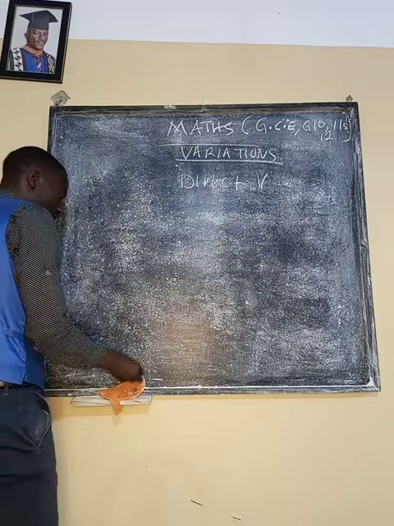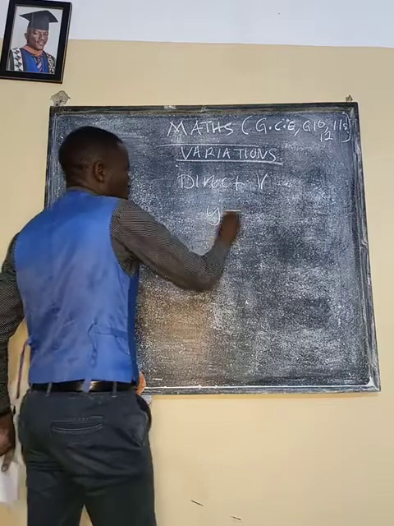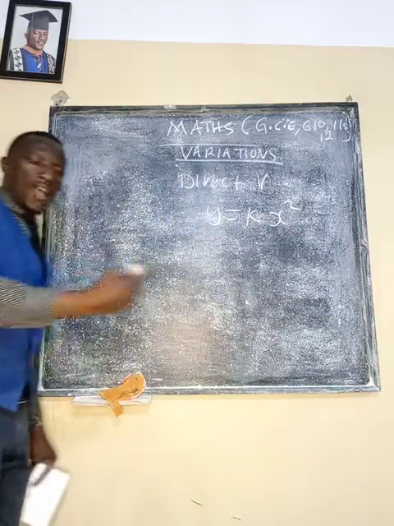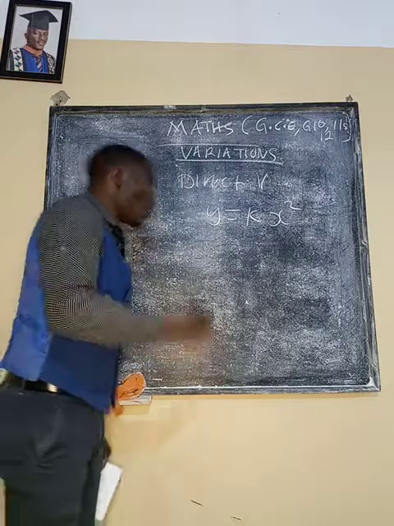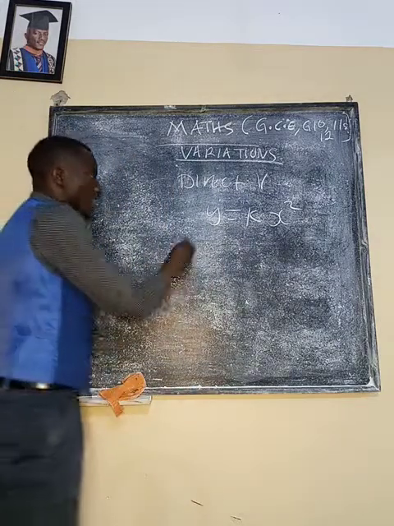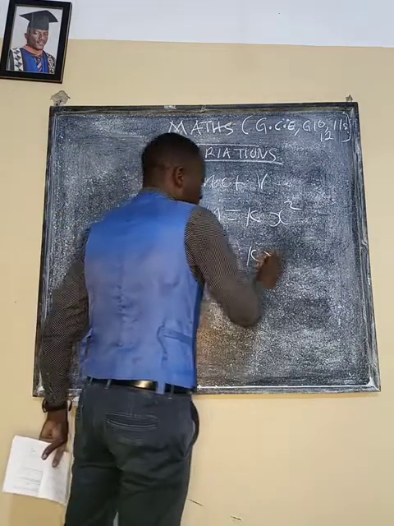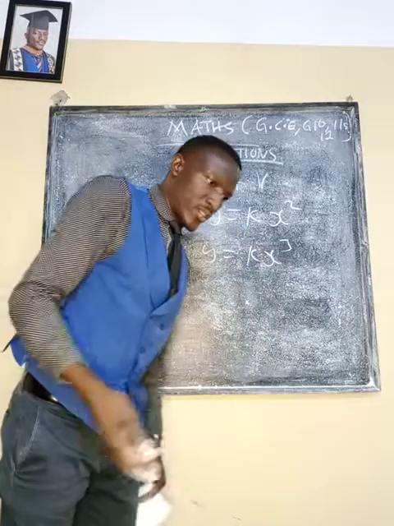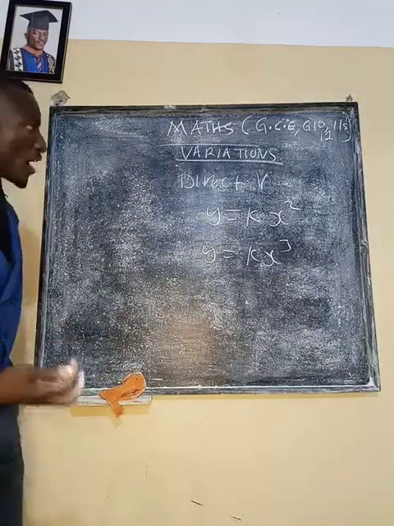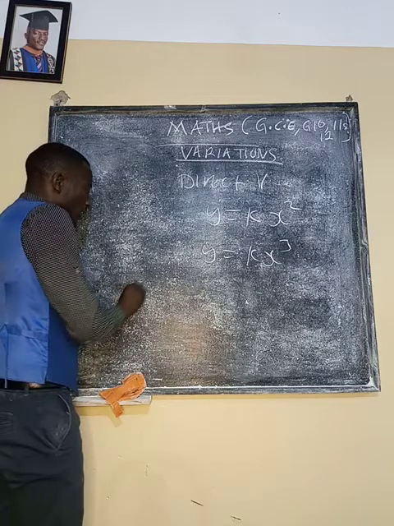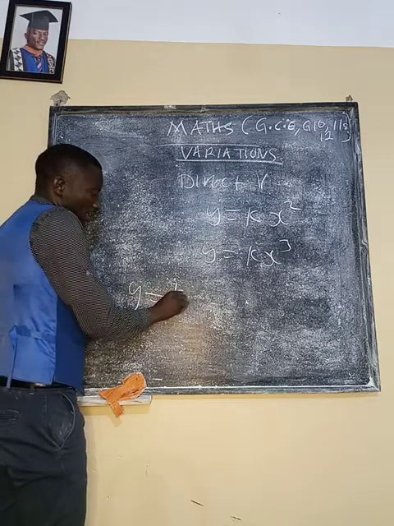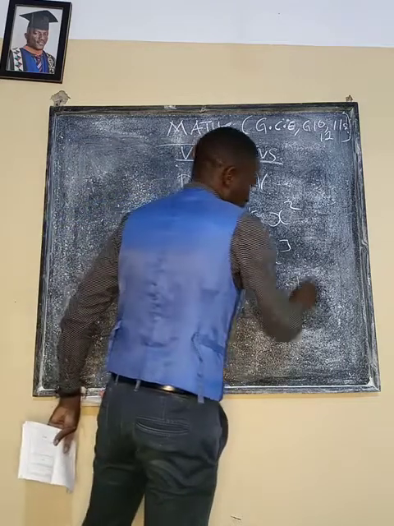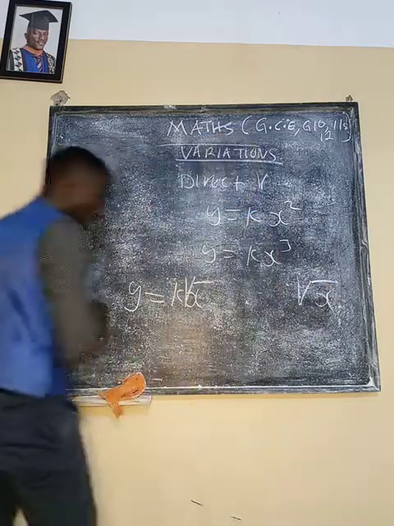So you'll be seeing situations like y equals kx squared. It means y varies as the square of x. y varies as the cube of x, something like that. Let's talk about square root. They will say y varies as the square root of x. Square root means this symbol. This symbol stands for square root. Then we put that.